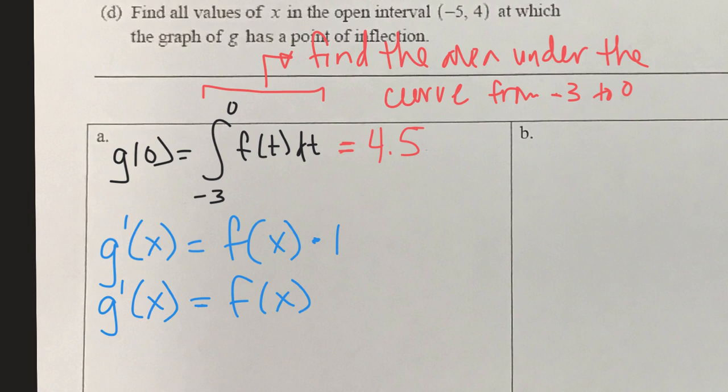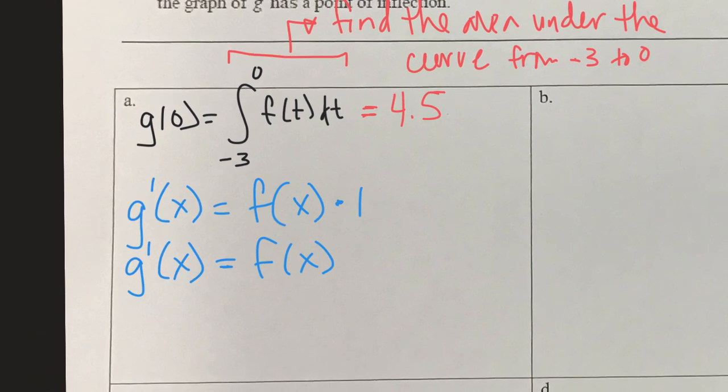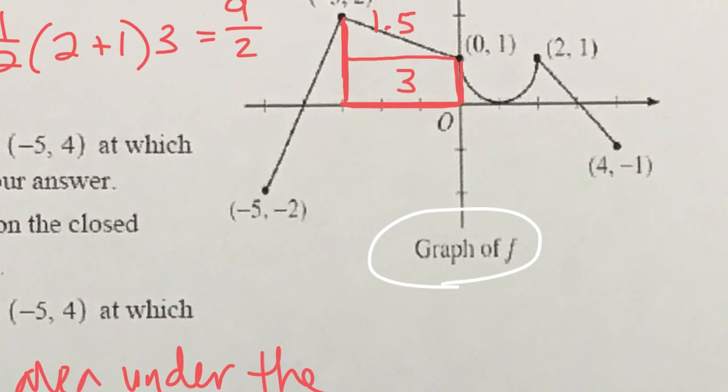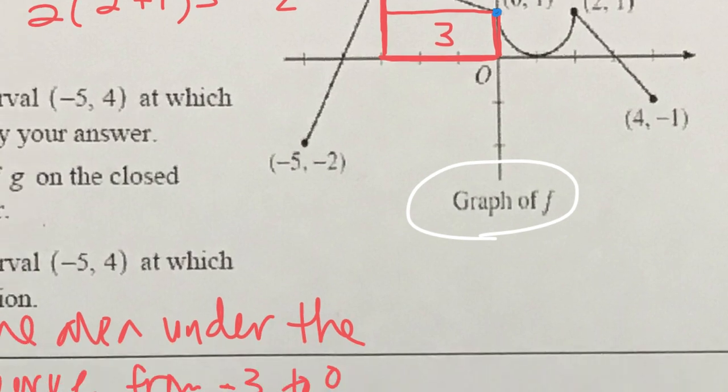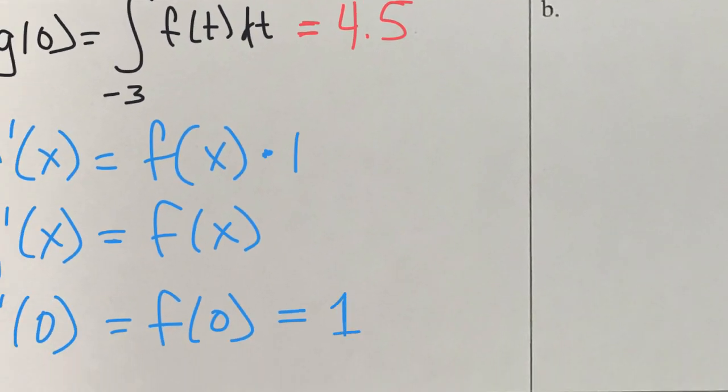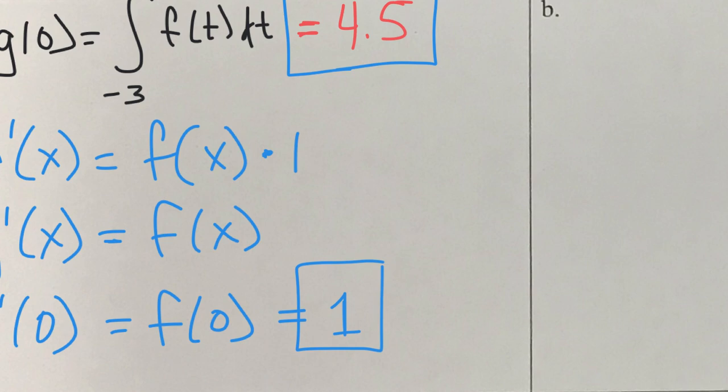So for this whole entire problem, we can find g prime simply by looking at the y values for your graph. That's what f of x means. If we're asked for g prime at 0, that means we're simply looking for f of 0. So let's come back to our graph. What is the y value when x is 0? 1. The y value is 1. So g prime of 0 equals 1. Okay, so we have 4.5 for g of 0, and we have 1 for g prime of 0.